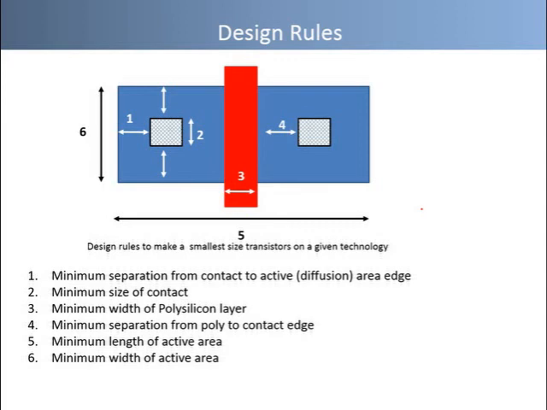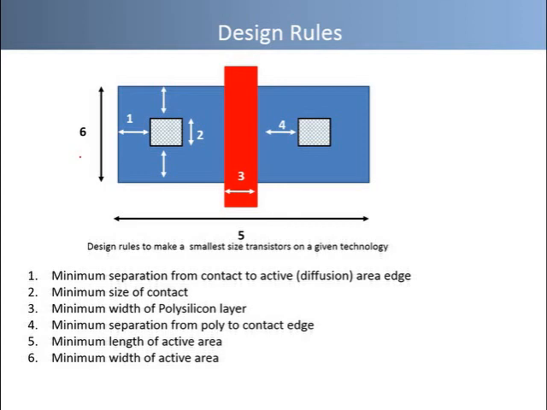Now let's consider an example to see what kind of major design rules we can have to make a minimum size transistor on a given technology. Rule number 1 specifies the minimum separation from contact to the edge of active diffusion area. Rule number 2 specifies the minimum size of contact. Rule number 3 specifies the minimum width of polysilicon layer, which corresponds to the length of the transistor. Rule number 4 sets a limit on the minimum separation from the poly layer to the edge of contact. Rule number 5 and rule number 6 specify, respectively, the minimum length of active area and minimum width of active area.